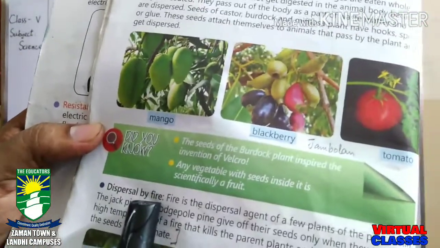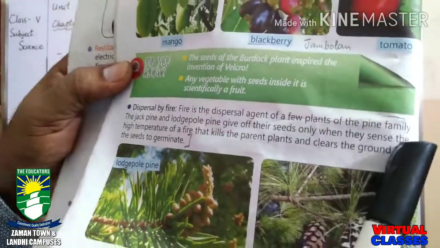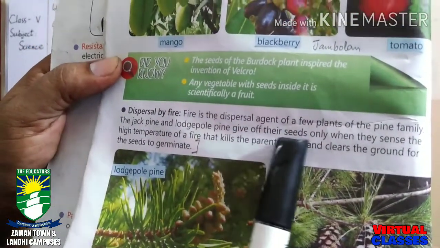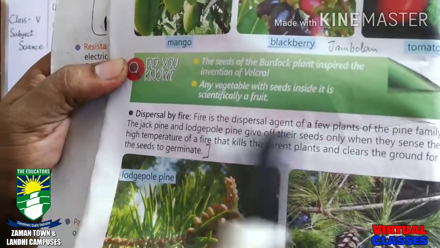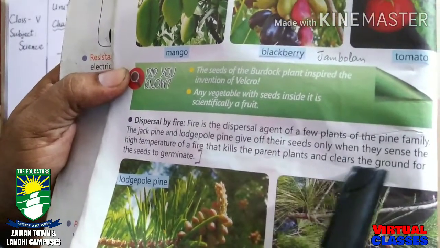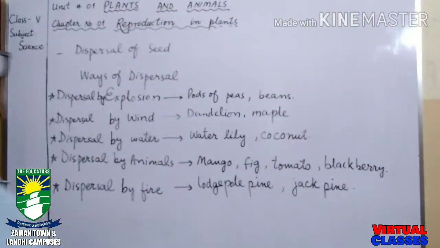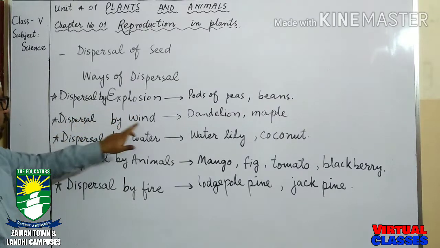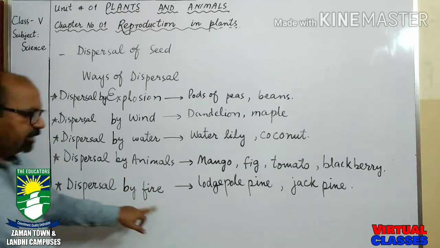Dispersal by fire. Fire is a dispersal agent of few plants of the pine family. The jack pine and lodgepole pine give off their seeds only when they sense the high temperature of the fire that kills the parent plant and clears the ground for the seeds to germinate. So these are different ways. The first is dispersal by explosion, dispersal by wind, dispersal by water, dispersal by animal and dispersal by fire.